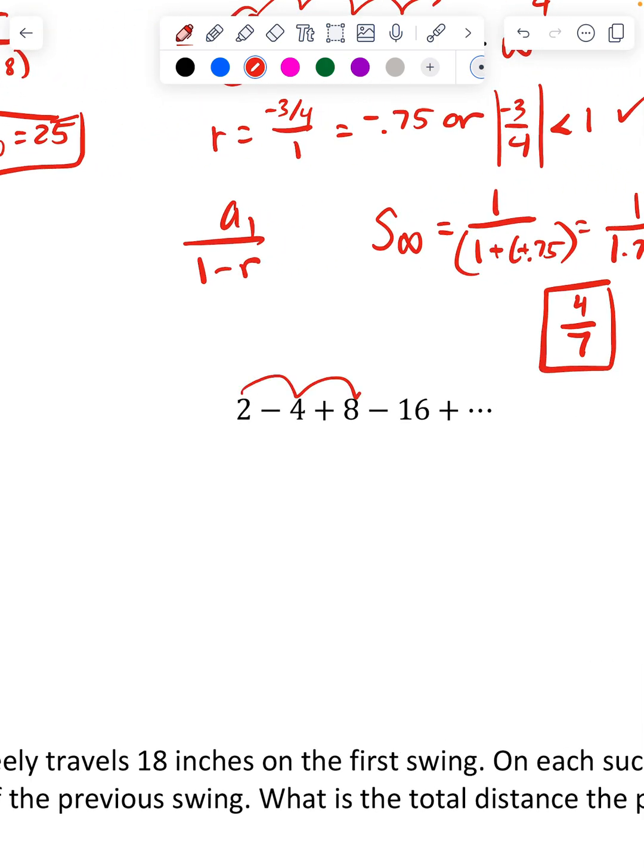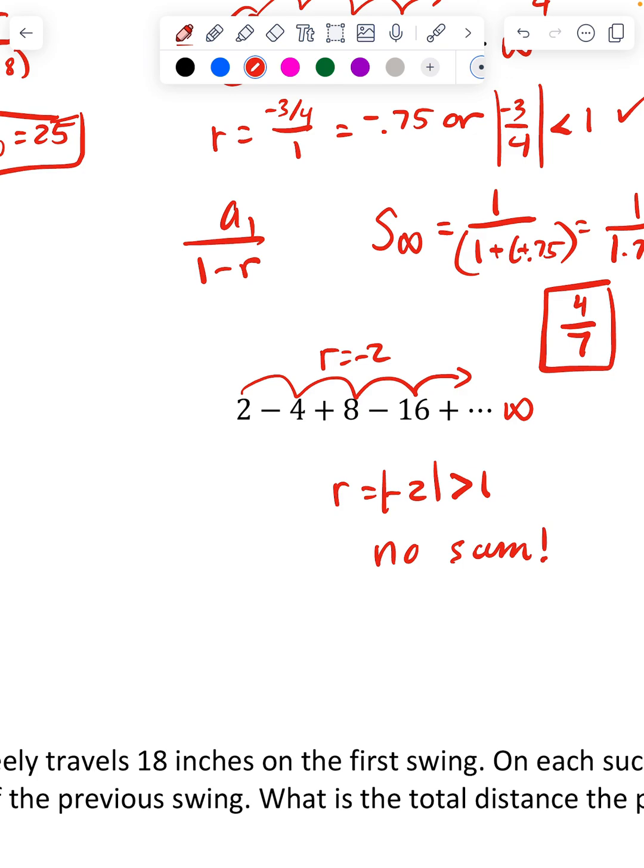Here, if I look and see what's going on, I can see it goes to infinity. My R is negative 2, so I can't add this one up either, because if R is negative 2, the absolute value of that is bigger than 1. So these numbers are also getting bigger and bigger, and I would have no sum that was a good enough estimate.